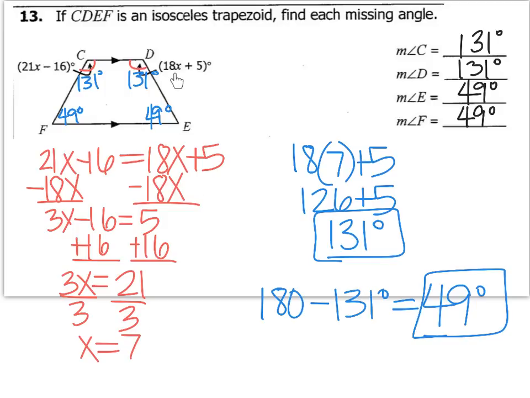Then you can go back and plug x equals 7 into either one, either C or D. I picked D because it's smaller numbers, easier to multiply. 18 times 7 plus 5 gave us 131. So C and D are 131. Then we know D and E and C and F are supplementary because they're consecutive. So 180 minus 131 gives us 49 degrees. So F and E are 49 degrees.